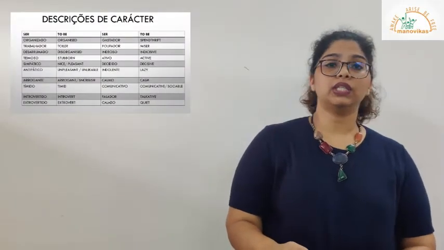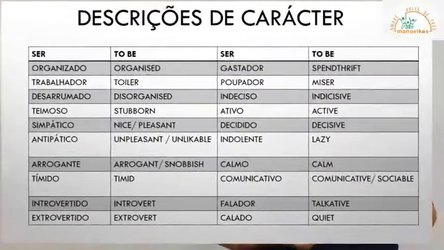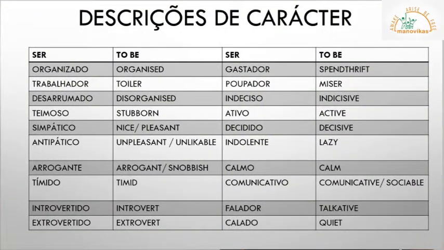Next, descrições de caráter. Now we're talking about someone's character, what the person is like. To be whatever. So someone could be an organized person, very well organized, or systematic, what we would say. That person é organizado. If it's feminine, obviously we would say organizada.